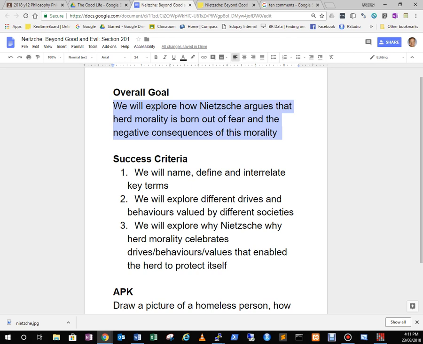Now, what does this mean we have to do in terms of our smaller goals? Well, we need to name, define, and interrelate our key terms. We need to then explore different drives and behaviors valued by different types of societies or cultures or different periods of history. And then we need to explore why Nietzsche thought that herd morality celebrates and openly values drives, behaviors and values that enable the herd to protect itself. And these drives and values weren't necessarily good values to keep.